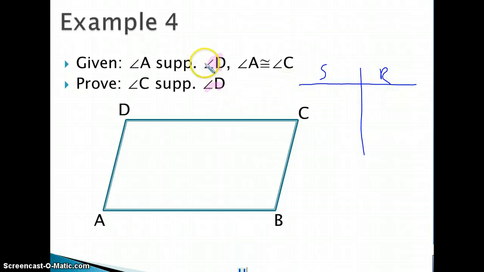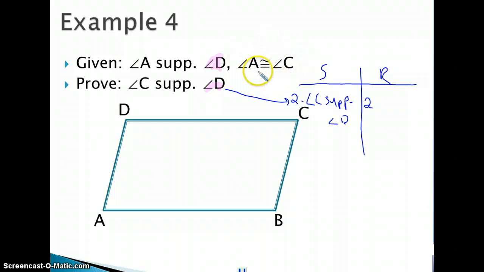So our givens were A supplementary to D and angle A congruent to angle C. We said that's given information. You're still going to continue to write those in proofs. Step 2 is going to say angle C is supplementary to D. So I'm just taking that proof statement and writing it right here. And I know that's true because A was replaced with C, and this statement right here in the given information allows me to do that. So I'm going to say that's substitution.